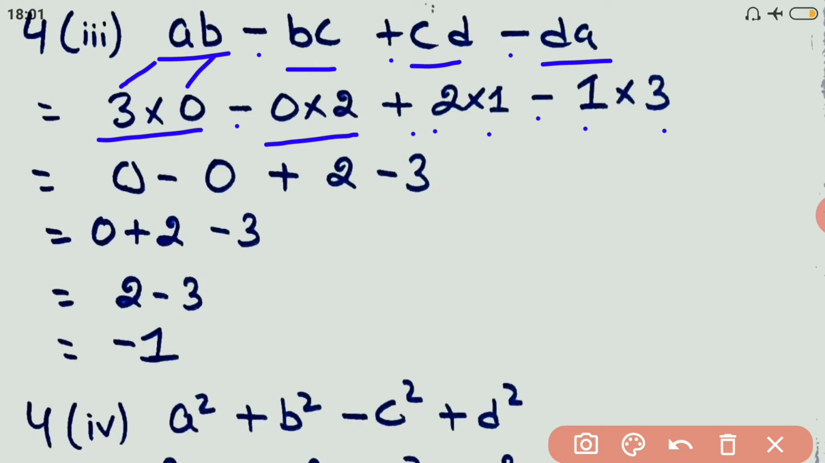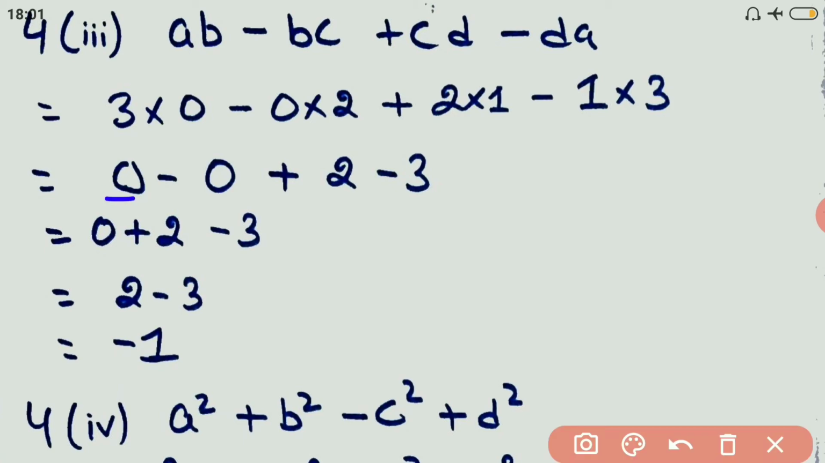Now 3 into 0 shall give me 0, minus 0 into 2 shall give me 0, plus 2 into 1 shall give me 2, minus 3 into 1 shall give me 3. So 0 minus 0 will give me 0, plus 2 minus 3 continues. Then plus 2 minus 3 can be written as minus 1.